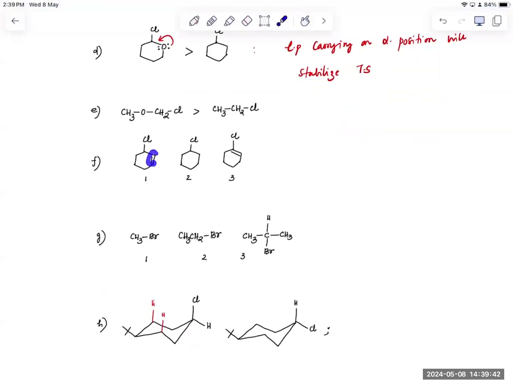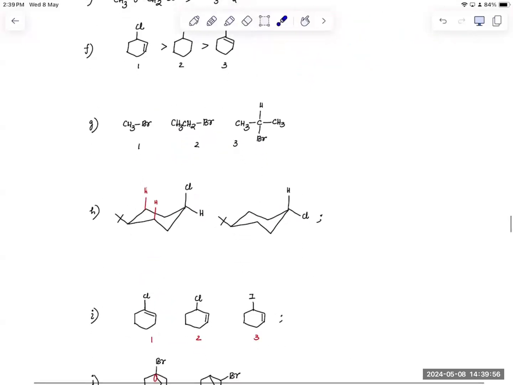Next one, this is allyl. This is vinyl. Vinyl will not make any reaction, and then 2 degree. So which one is better? Allyl is better than 2 degree, then no reaction on vinyl. Next one, methyl, primary, secondary. So the reaction will be better for methyl than primary, secondary.